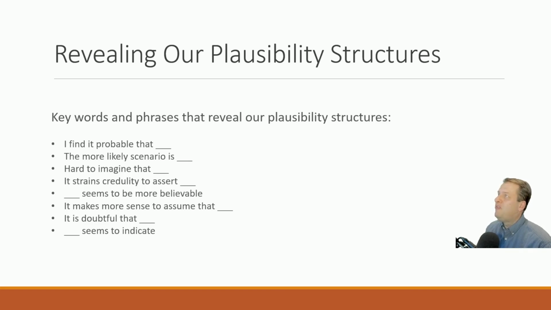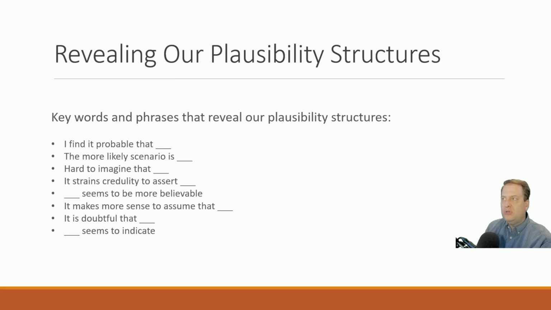Key words and phrases that reveal our plausibility structures are things like, "I find it probable that blank." "The more likely scenario is blank." "Hard to imagine that blank." "It strains credulity to assert blank." Or blank seems to be more believable. "It makes more sense to assume that blank." "It is doubtful that blank." Or blank seems to indicate.